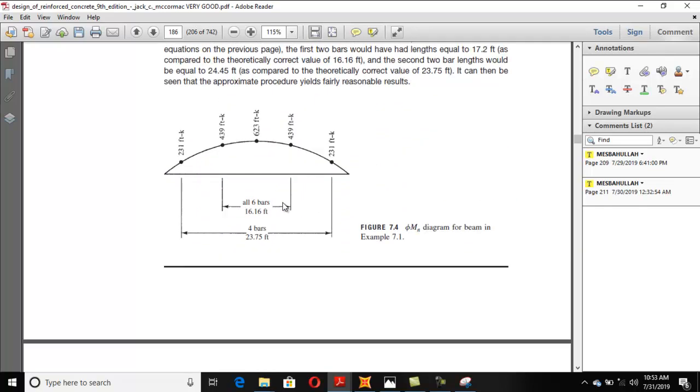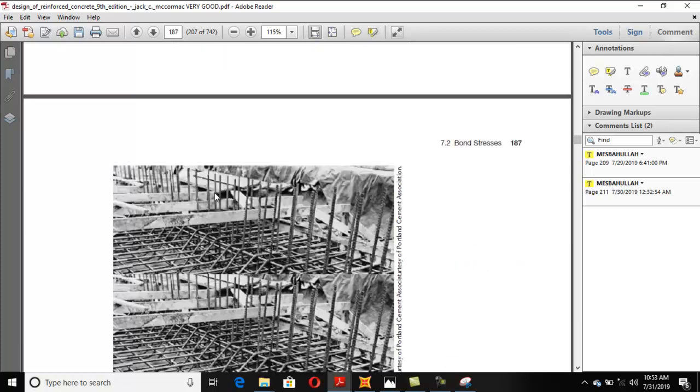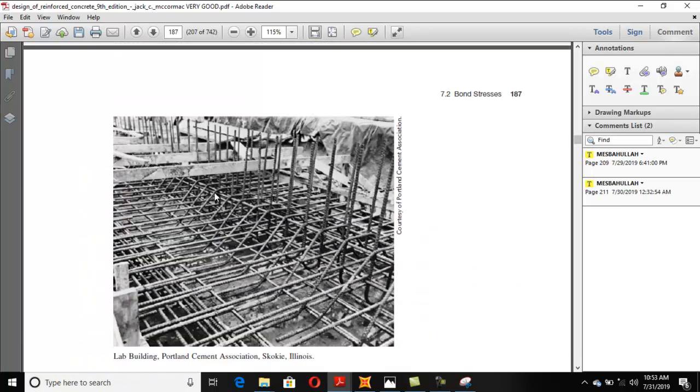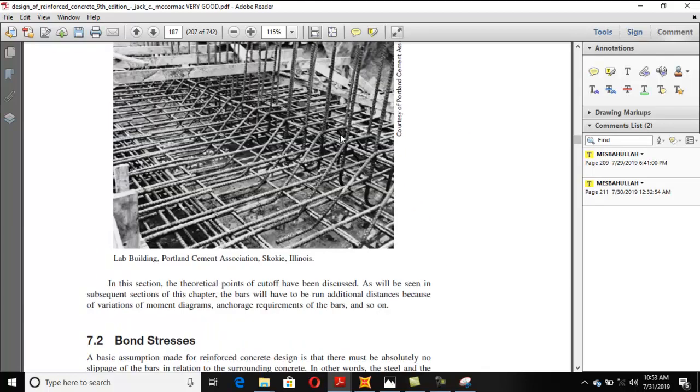You can make the parabolic equation for the curve. So many approaches can be used to obtain these theoretical cutoff points. In the picture you can see these points where the bar is bent up. These points are basically cutoff points, and we are dealing with how much is their distance from the face of the support, that is, at what distance this bar will be bent up. We are concerned in this lecture with finding these distances, clear?